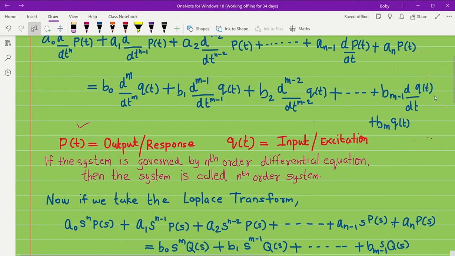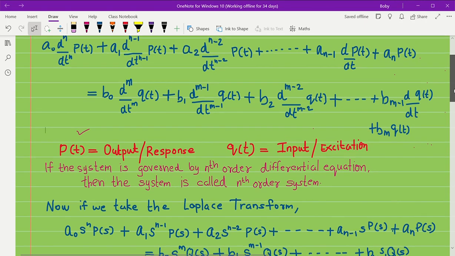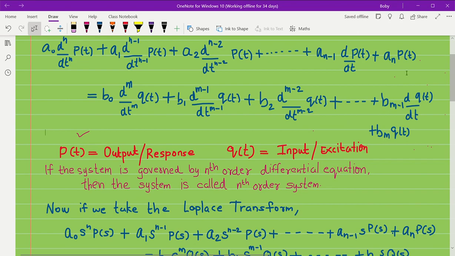Now let us take the Laplace transform of the system. You can see we are taking the Laplace transform. The first term, a0 d raised to n by dt raised to n of p of t. The Laplace transform of p of t is taken as p of s. So d raised to n by dt raised to n, that is the nth derivative, will become a0 s power n p of s. That's very simple, we all know about it.